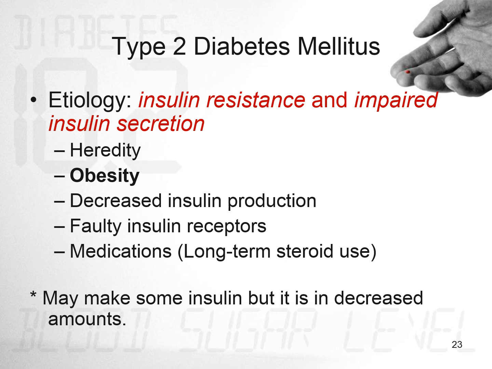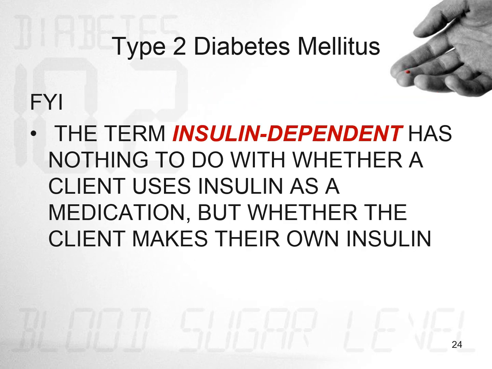Type 2 diabetes most often occurs later in life, and it is caused by an acquired resistance to the action of insulin or its receptors. So the term insulin dependent has nothing to do with whether a client uses insulin as a medication, but whether the client makes their own insulin. So type 2 patients make insulin, but their body does not use insulin properly. That's actually called insulin resistance.